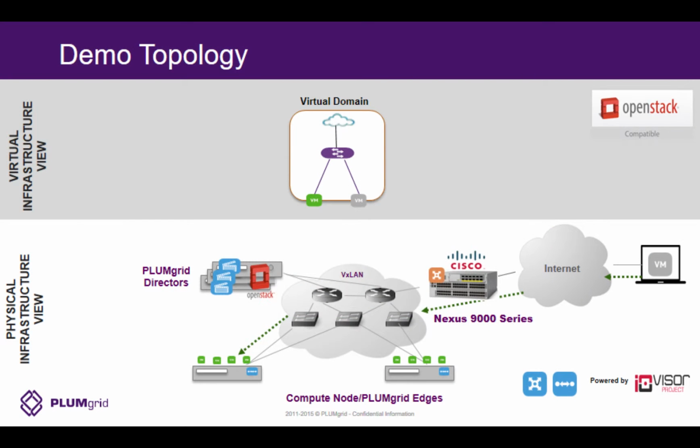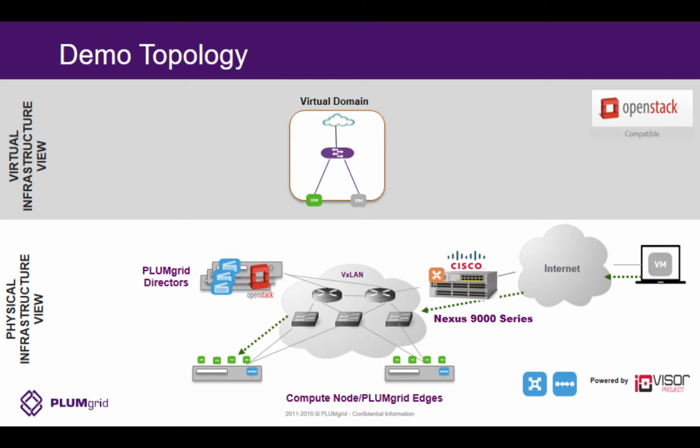In this diagram, you can see the topology that we will use in this demonstration. In the bottom part, you can see the physical topology where we have a set of OPENSTACK compute nodes at the bottom of the picture, a set of OPENSTACK controllers and PLUMgrid directors at the top left, and a Cisco 9K switch on the right side as the gateway between the OPENSTACK PLUMgrid cloud and the rest of the physical network. As you can see on the far right side, there is a physical host connected to the Cisco switch outside of the OPENSTACK cloud.